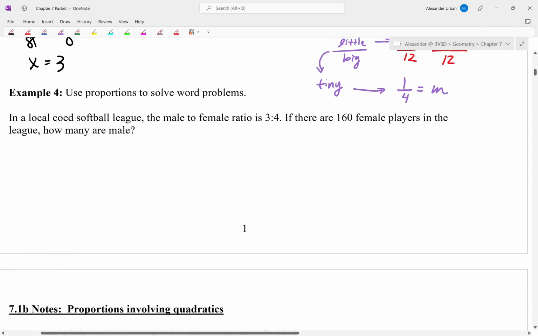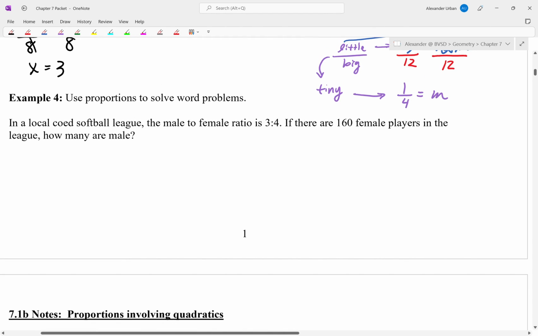Okay, our last example here is we're going to use proportions to solve word problems. We have a local co-ed softball league, and the male to female ratio is 3 to 4. If there are 160 female players in the league, how many are male? Well, let's set up our ratio first. 3 to 4 can be rewritten as 3 over 4. And we're going to set it equal to some things, but what we need to realize is it's male to female. So the top is male and the bottom is female.